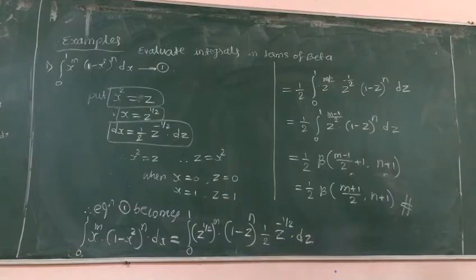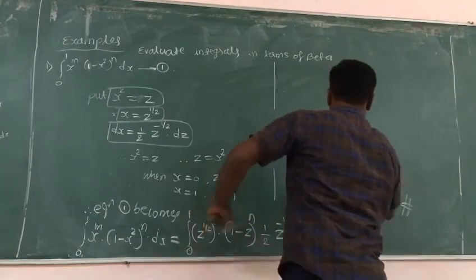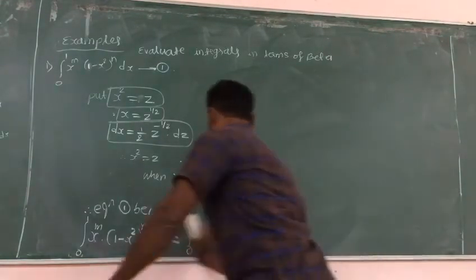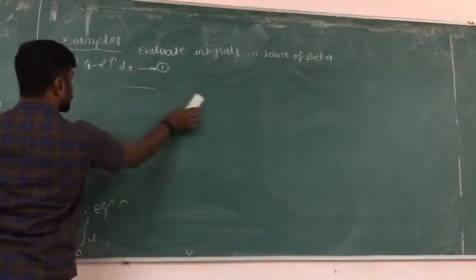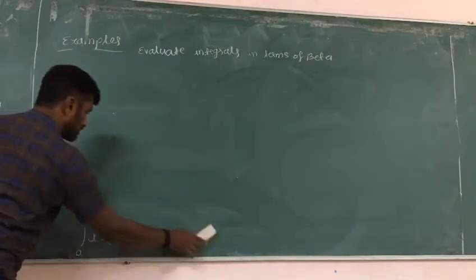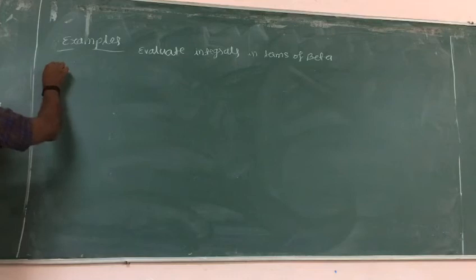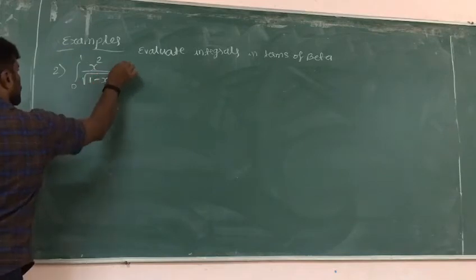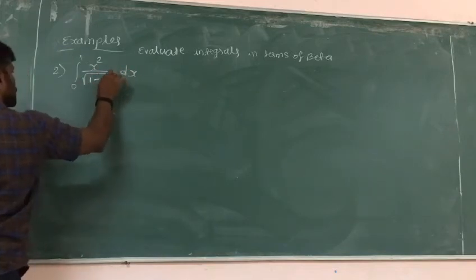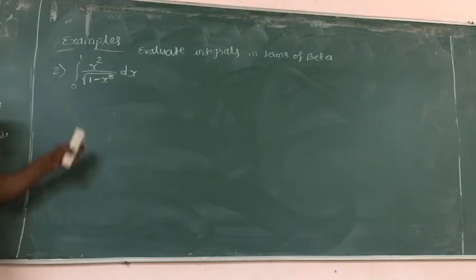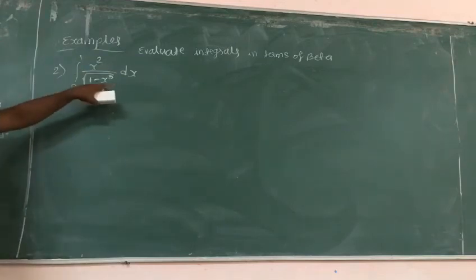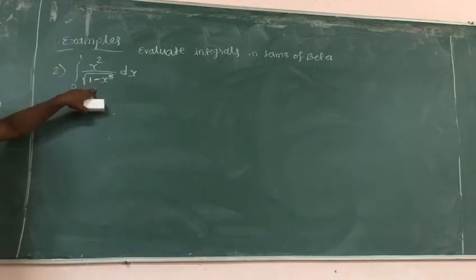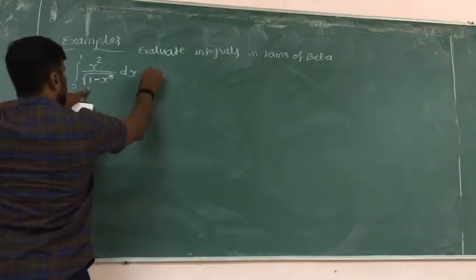So next one, second one. Second one: integral from 0 to 1 of x square divided by root of 1 minus x square. Sorry, x raised to 5. Should integrate in the form of beta. What are the examples, and the beta function has to be reduced. To reduce it, I can write like this.